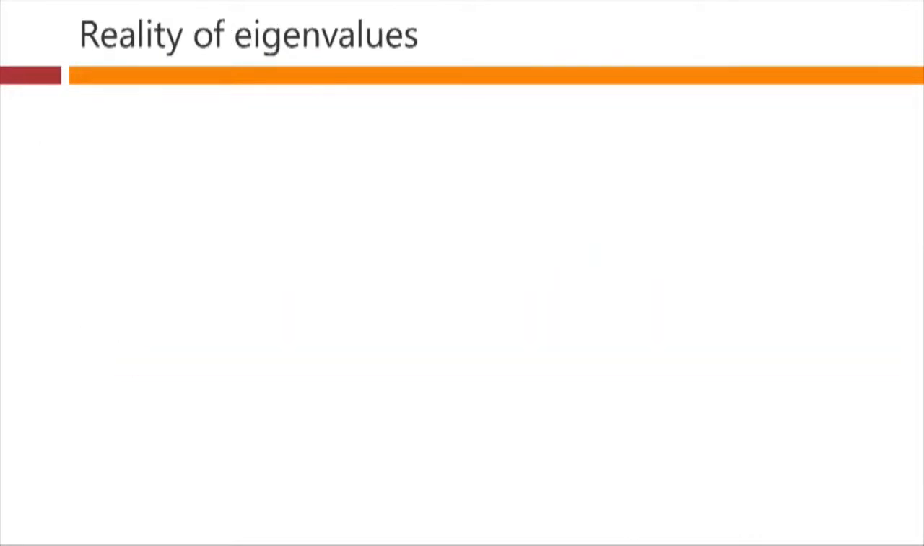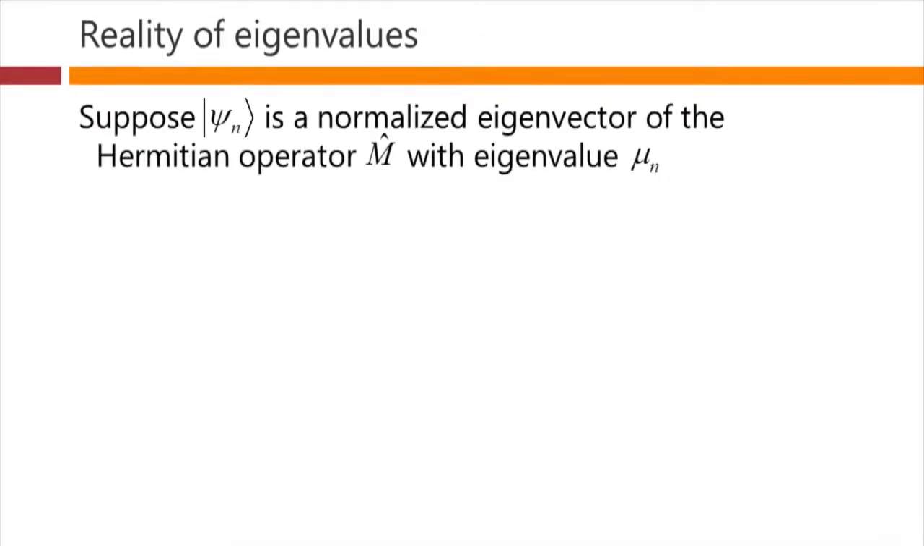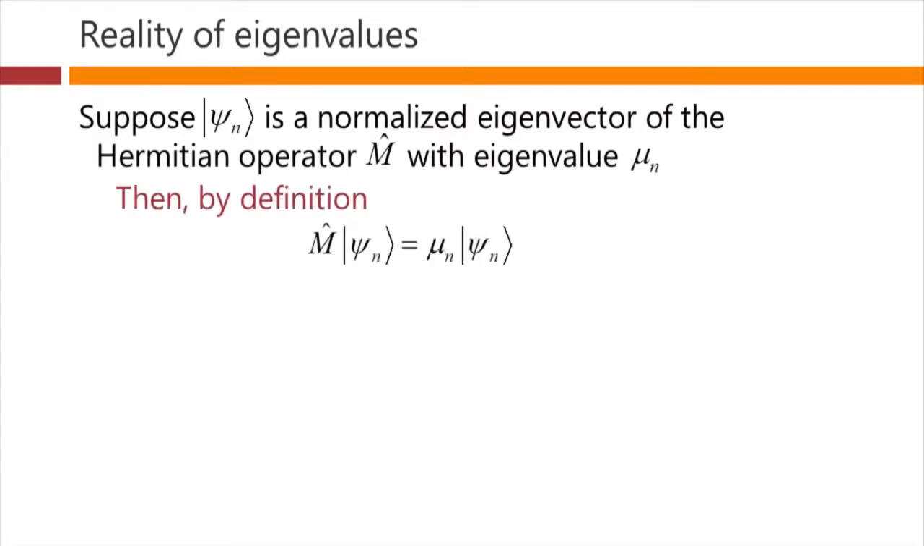And now we're going to look at one of the very important properties of Hermitian operators, which is that their eigenvalues are all real. And it's quite easy to prove this. We suppose here that we start with psi n, which is a normalized eigenvector of this Hermitian operator m, with the eigenvalue mu n. So by definition, that means that m operating on psi n is mu n times psi n.